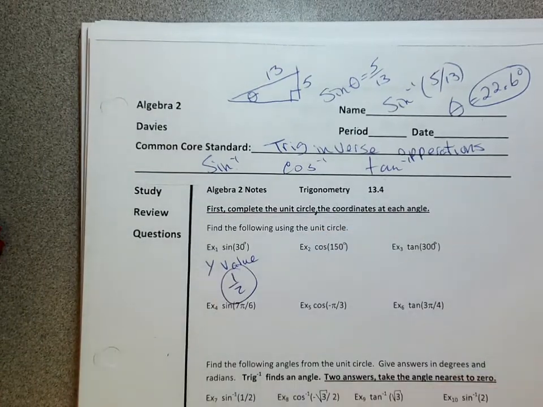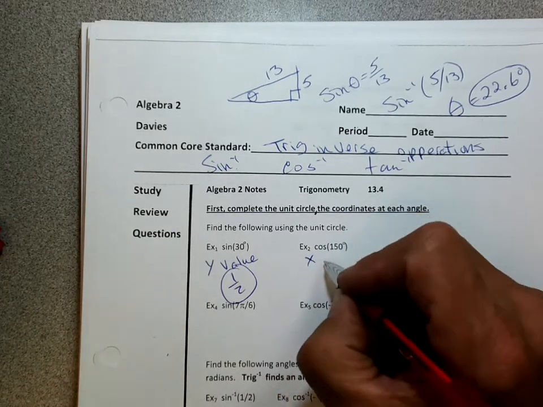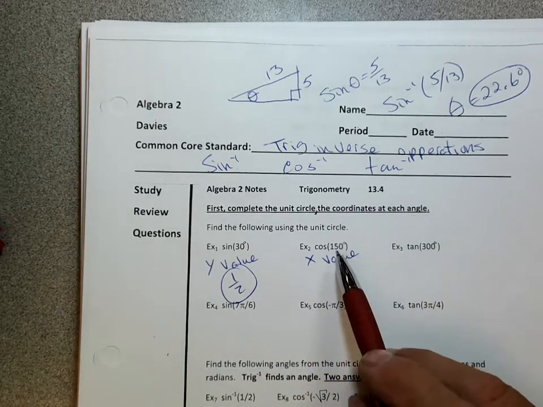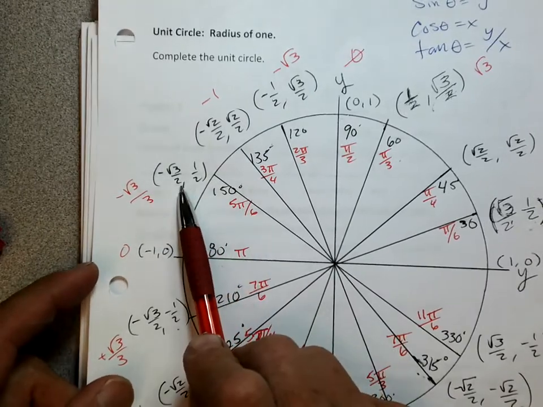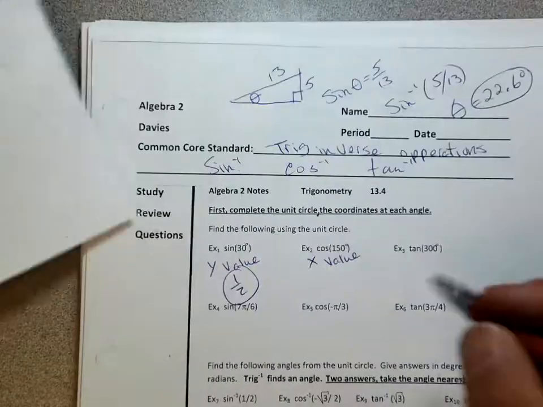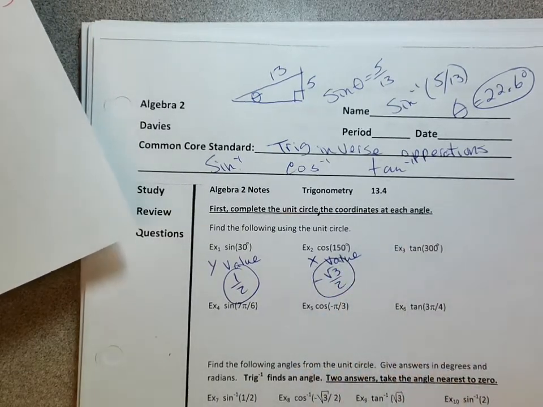Okay, again from the unit circle. Cosine of 150. Cosine is the x value. And the x value for 150 degrees, which is right here, the corresponding x value is the negative square root of 3 over 2. And again, we did this yesterday. Negative square root of 3 over 2.